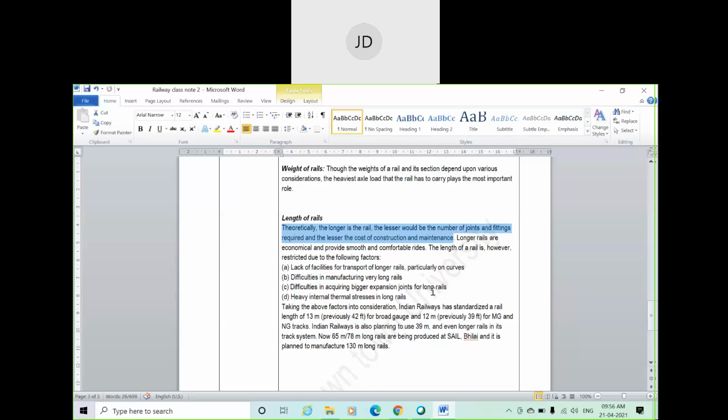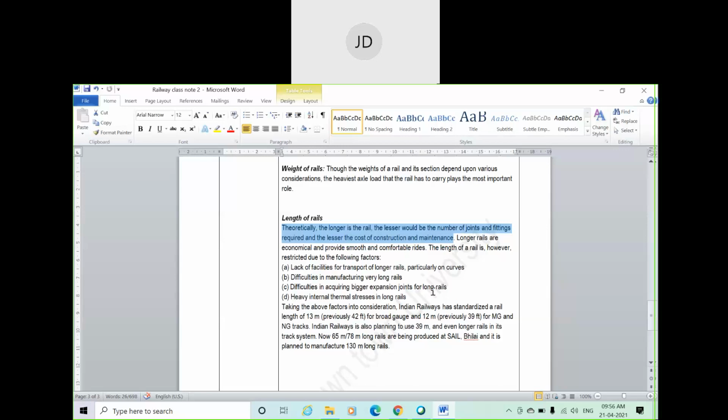Fitting required means the number of required fishing plates, bolts, and everything else will be less. Even the maintenance cost will be very less. So longer rails are economical and provide smooth and comfortable rides.